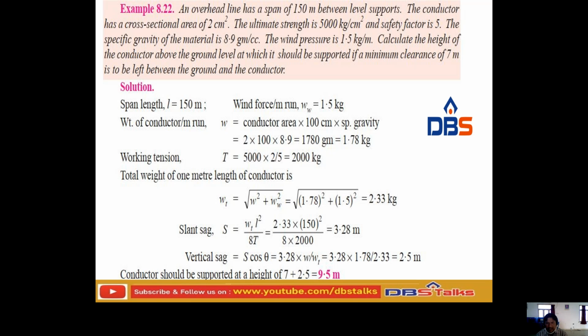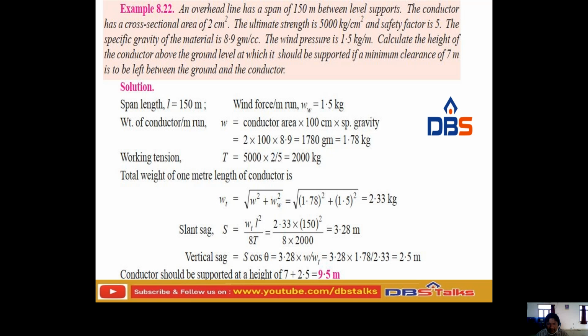The wind pressure is 1.5 kg per meter. Calculate the height of the conductor above ground level at which it should be supported with a minimum clearance of 7 meters. Right? A minimum clearance of 7 meters is given. So the conductor should be supported at a height of 7 plus sag. First of all, we have to calculate the sag, and then adding the sag to 7 meters, we get the height of the conductor.